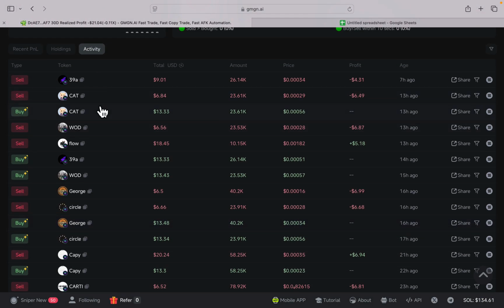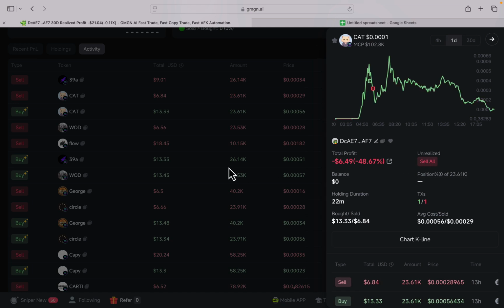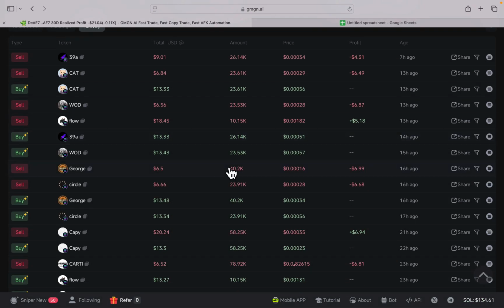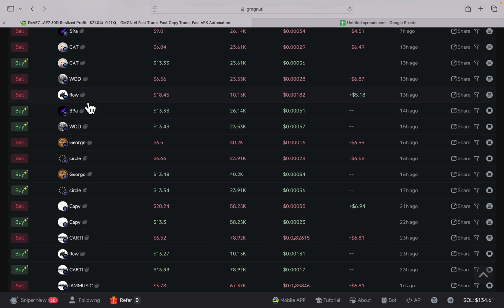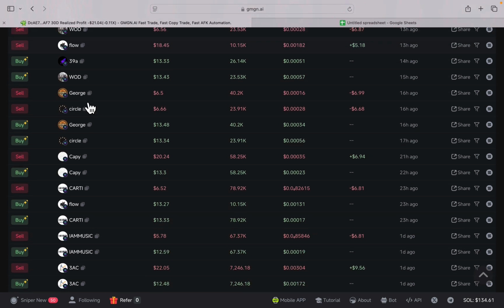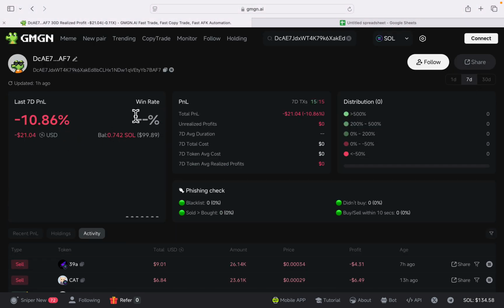As you can see, cat minus 48. So yesterday was a terrible day. Almost all the tokens except two of them, I lost money on them. So my win rate is 30% and the PNL is minus 11%. The result wasn't good at all.